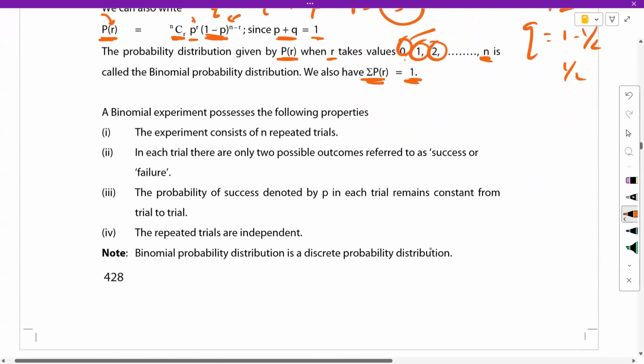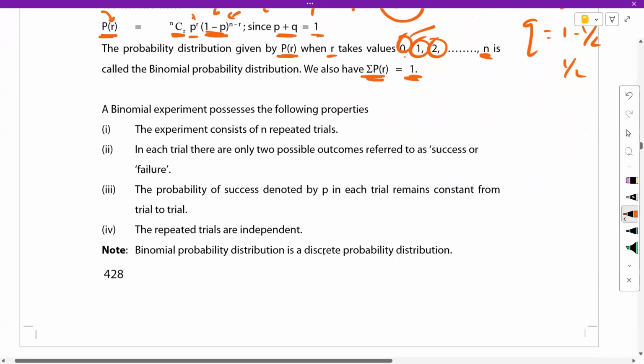When can we apply this binomial probability distribution? There are some prerequisites. A binomial experiment possesses the following properties. Number one, the experiment consists of n repeated trials. There should not be only a single trial; there are n independent repeated trials. Number two, in each trial there are only two possible outcomes, referred to as success or failure.